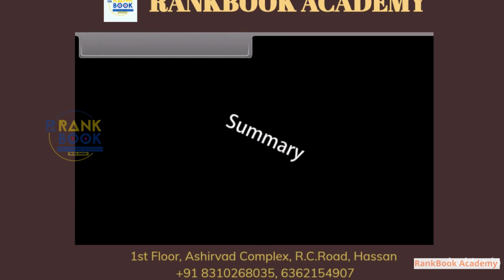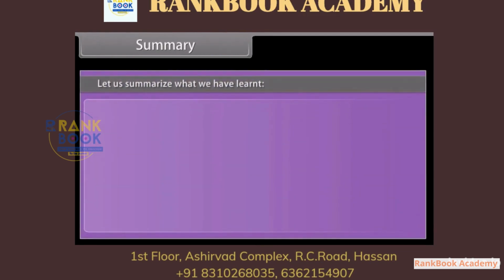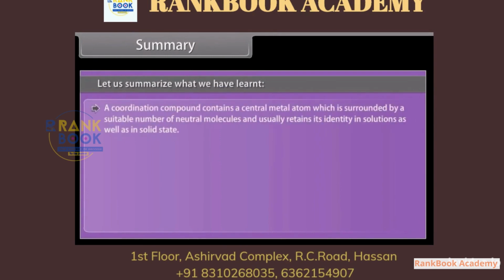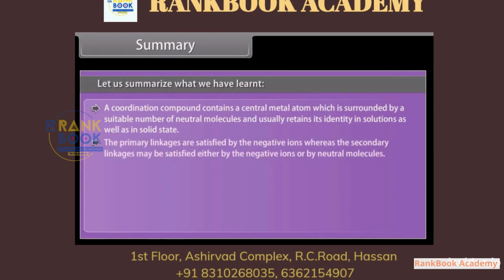Summary. Let us summarize what we have learned. A coordination compound contains a central metal atom which is surrounded by a suitable number of neutral molecules or ions and usually retains its identity in solutions as well as in solid state. The primary linkages are satisfied by the negative ions, whereas the secondary linkages may be satisfied either by the negative ions or by neutral molecules.